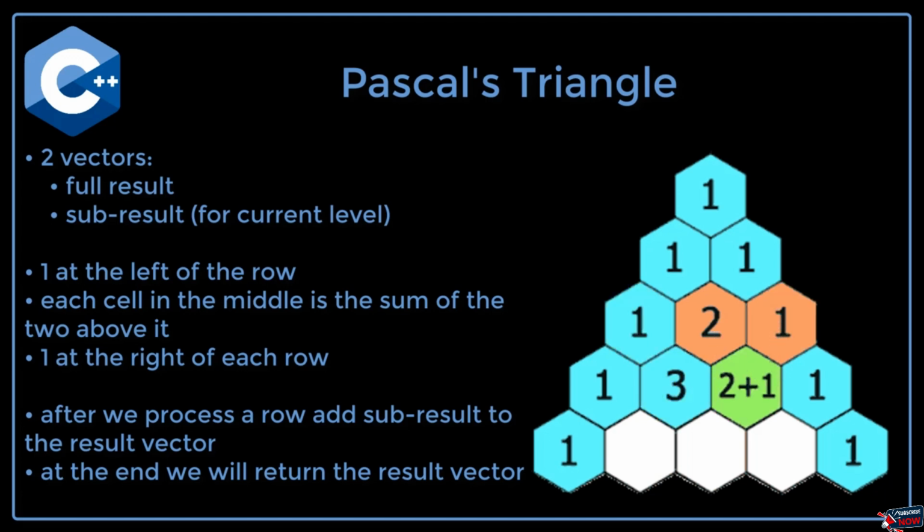Then, for each of the middle cells in the triangle, we will calculate the sum of the two above it, and use that value for the result in the cell we are currently on. At the end of each row will be a cell with a value of 1. After we process a row, we will add sub-result to the result vector. At the end, we will return the result vector, which will be holding the solution that our algorithm created.